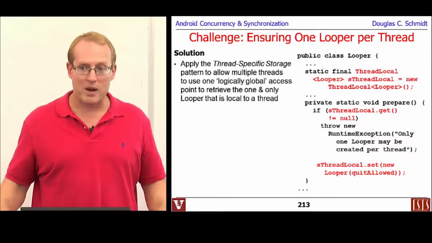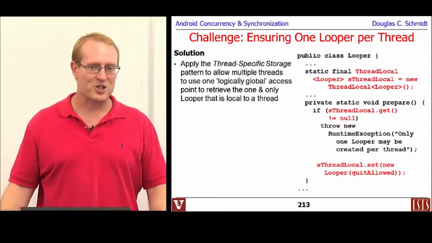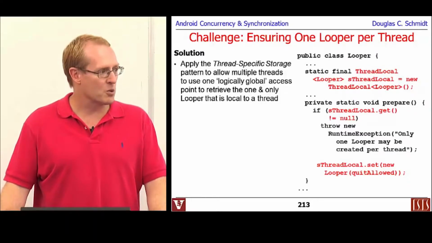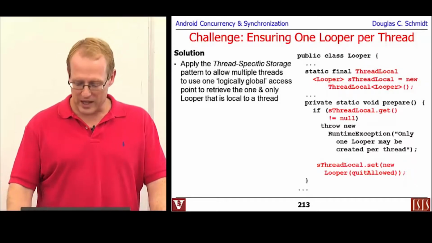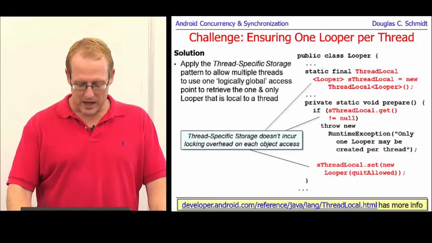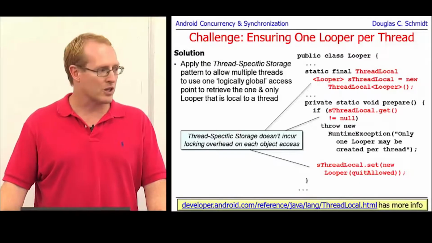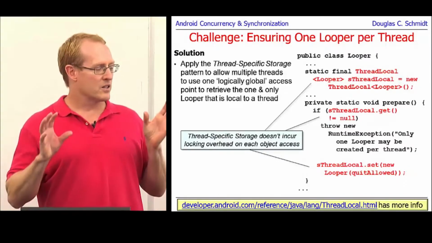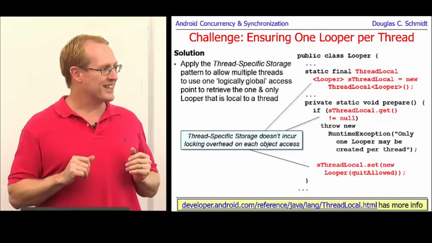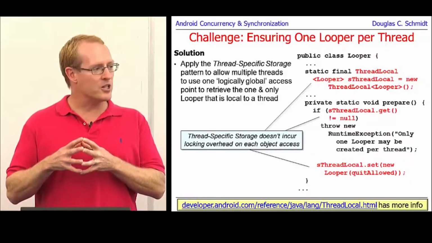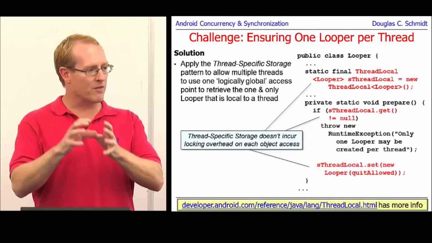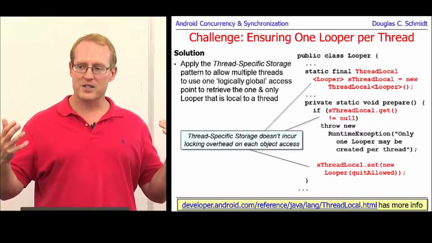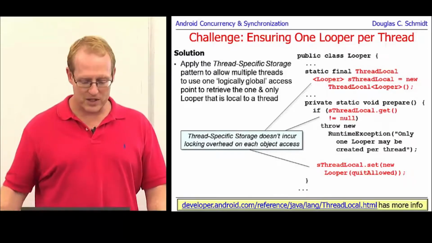So the solution we're going to talk about, which is actually what Android does, so it's not just a good idea, it's actually what's done in Android, is to apply something called the thread-specific storage pattern. And this is realized in Java through something called the ThreadLocal class. This basically gives you a seemingly global object when, in fact, the implementation of the object is specific to every thread of control. So it looks like a global object to the outside world, but when you access it, you're actually accessing thread-specific state.